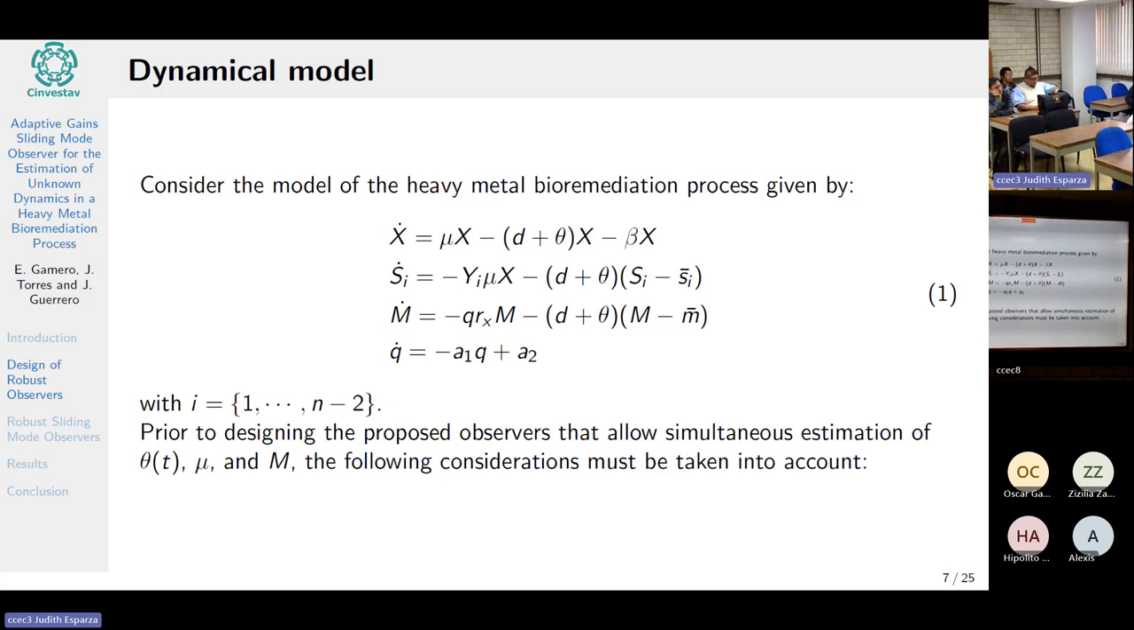And what we want to do in this paper is to estimate the unknown parameters. Some unknown parameters in this model are theta, the disturbance associated with the control input. We also don't know mu, the growth rate of the microorganism. And we also want to estimate M, the concentration of the metal in this bioprocess.